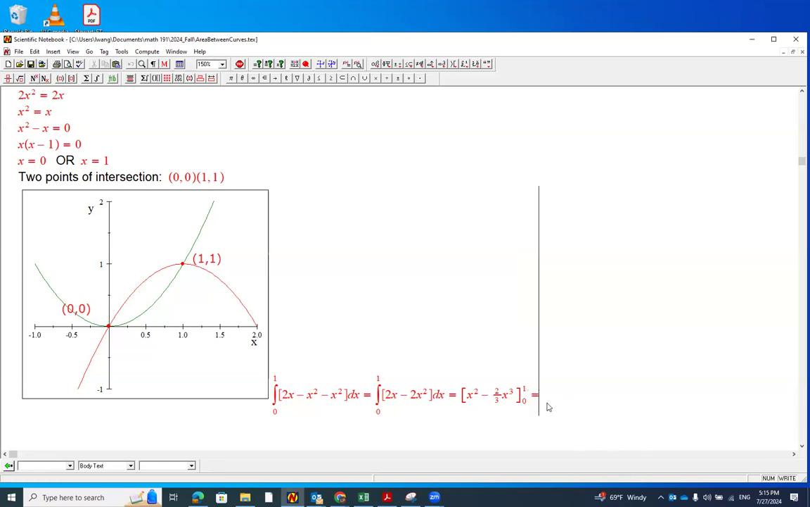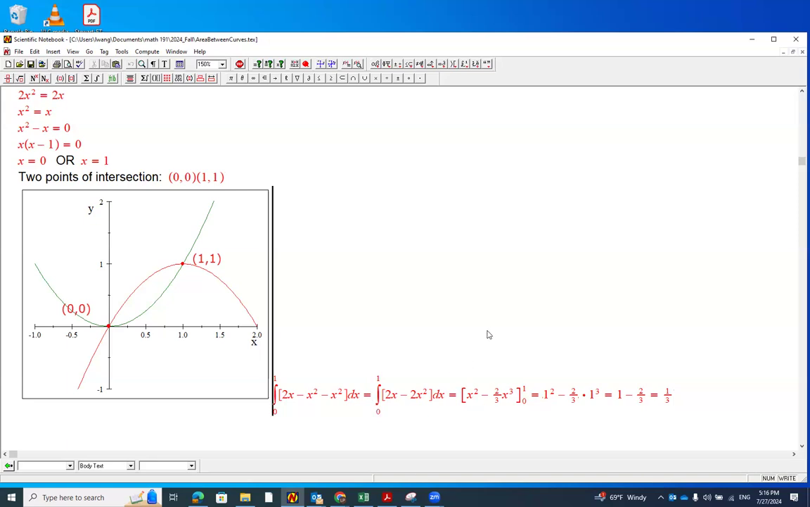Right? So plugging 0, we get 0. So we just have to plug in 1. Plugging 1, this is 1, and that's multiplied by 1 to the power 3. So in the end it is 1 minus 2/3, and that's going to be 1/3. Okay, so that's the whole of the question.